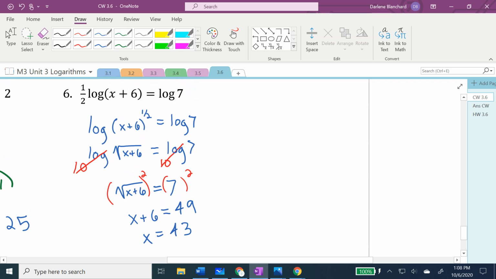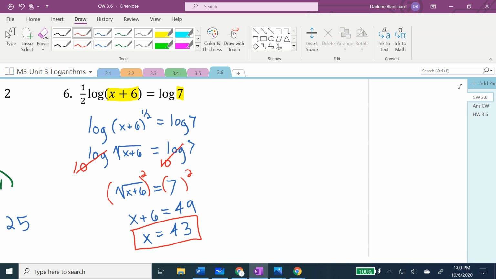Go back to the original logarithm. I've got an x plus 6 inside one logarithm. That 7 is positive, no x's, so it's good to go. If I plug 43 into this x, I'm going to get positive going into the logarithm. So we've got an answer. And that's how you solve log equations.